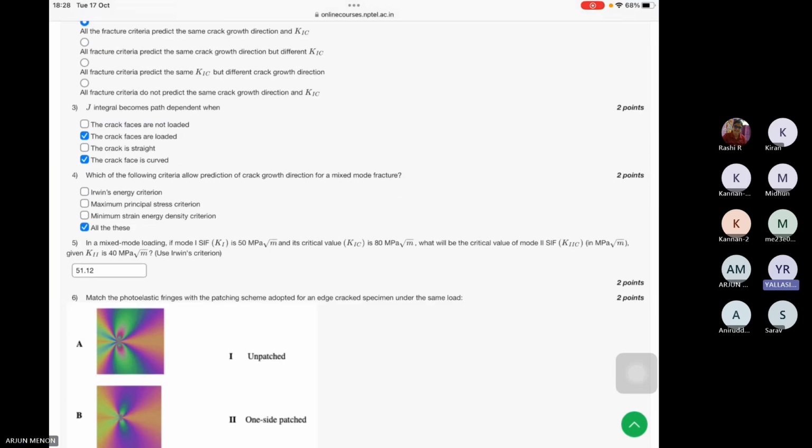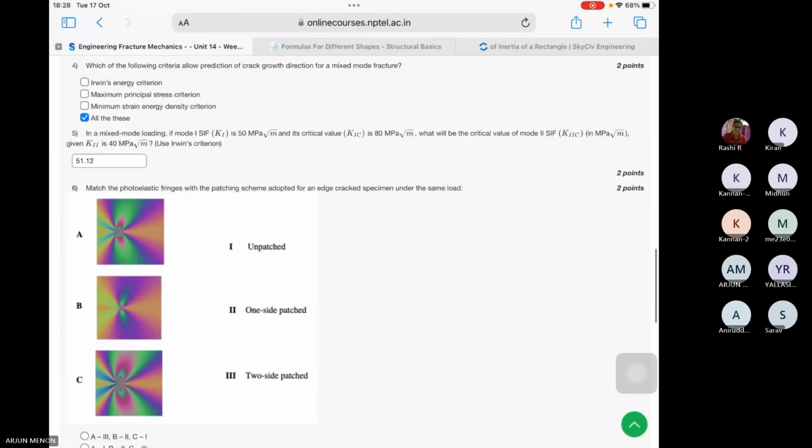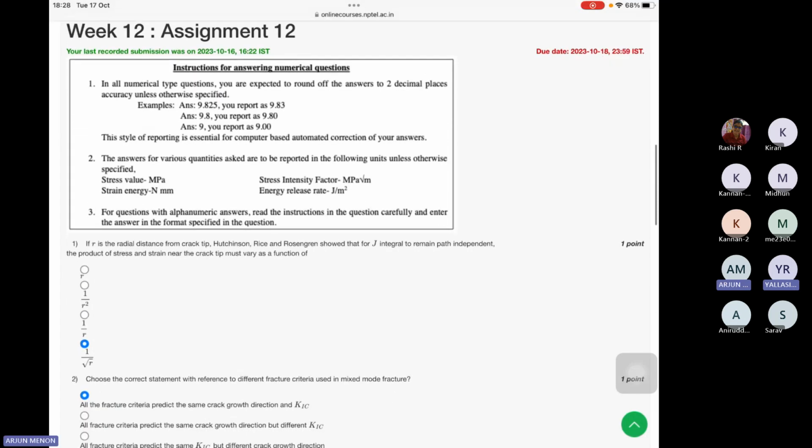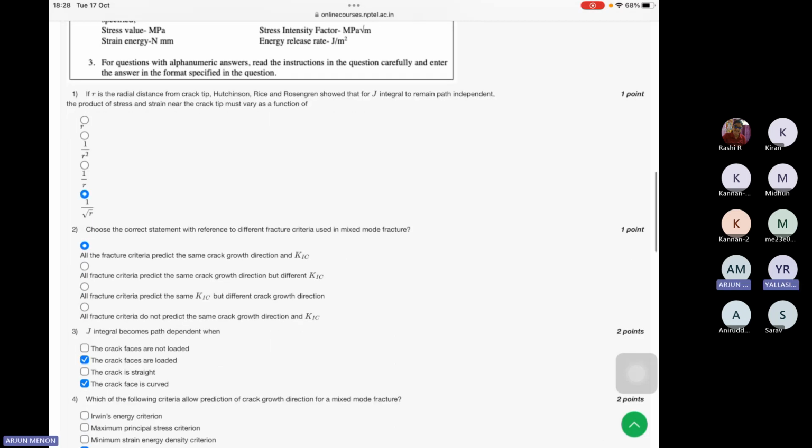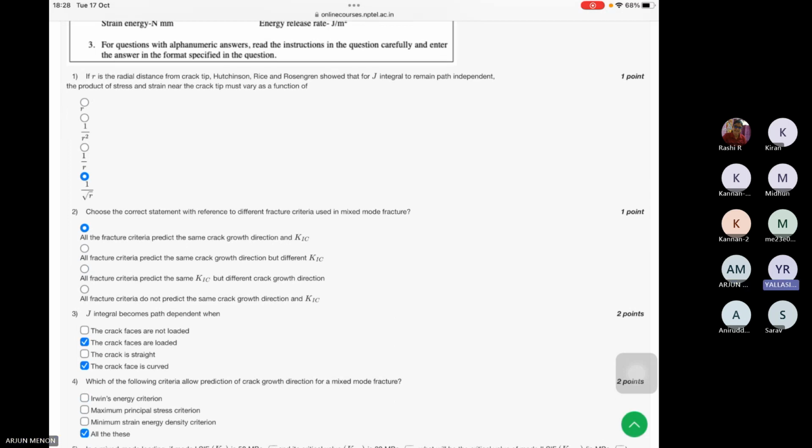Now we'll go from the starting. We just want to have some clarification. The first one is correct, and the second one: all the fracture criteria predict the same crack growth direction and K1C. Is this the right one? I'm not sure, because I joined late, so I couldn't catch up. I did not put any answer for this one. We are not sure.